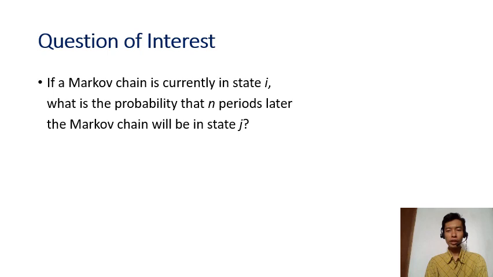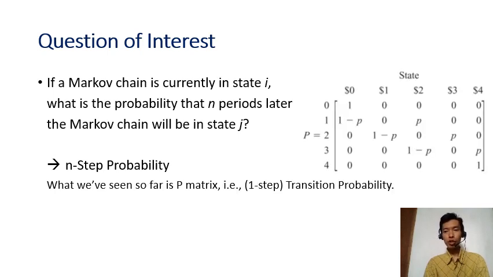So this is the question that we'd like to answer. If now we are in a state I, what is the probability that n periods later, the Markov chain will be in state J? So the answer to this is called n-step probability. It is called n-step because what we've seen so far is the transition probability, which explains the transition in one step, from this time step to the next time step. So transition probability is one step transition.